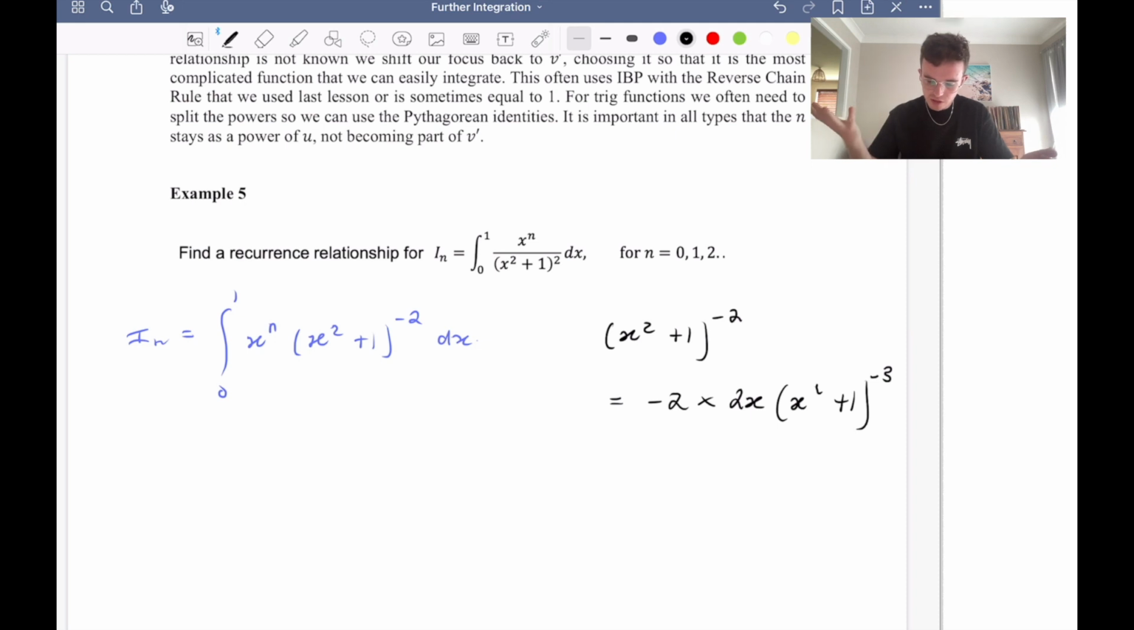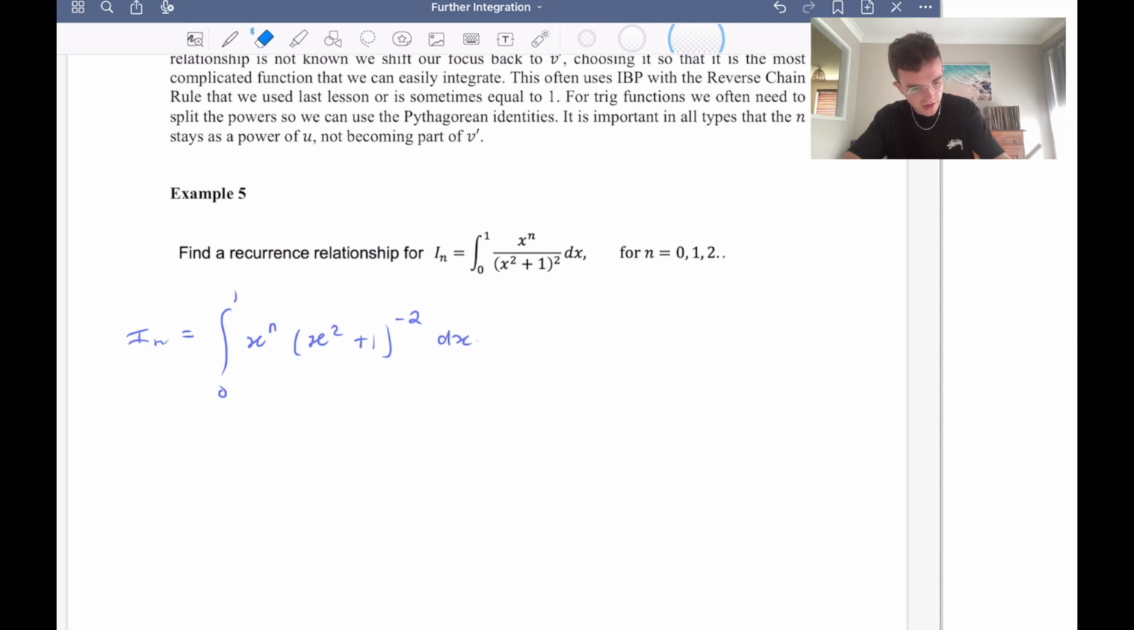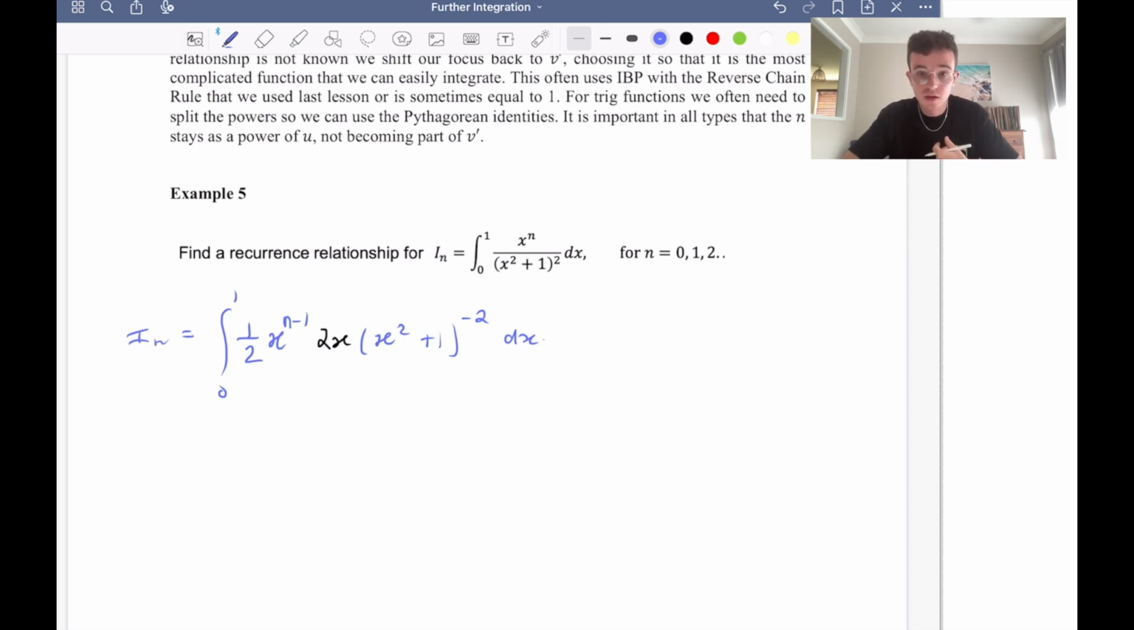So the problem with this question is that we don't have the differentiation outside the brackets. And to use the reverse chain rule, we need the differentiation outside the brackets. So we want 2x to be outside of the brackets. So let's put it outside the brackets. 2x, let's put it here. Now to do that, this would have to be x to the n minus 1. And we would need to put a half here. Now that means the same thing.